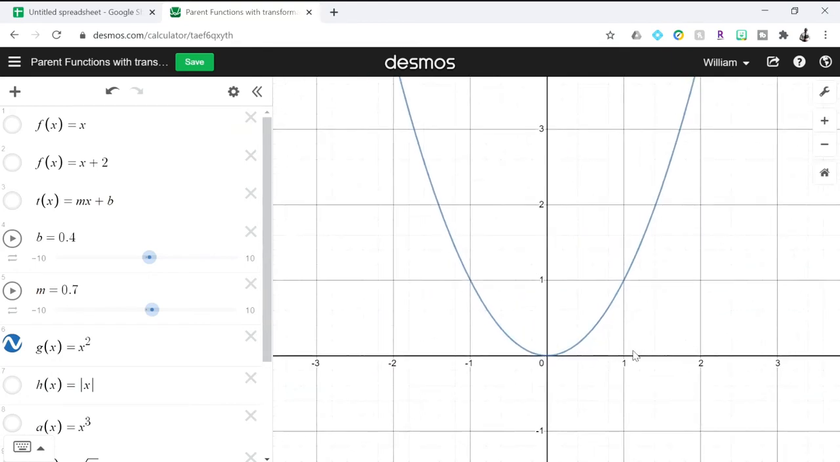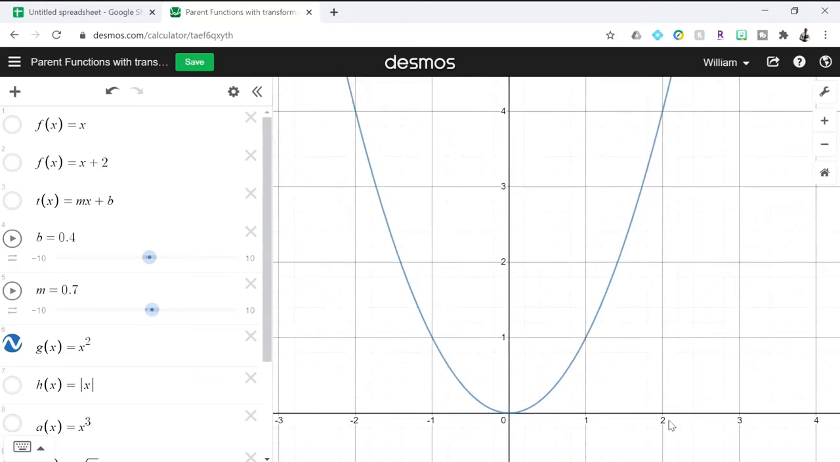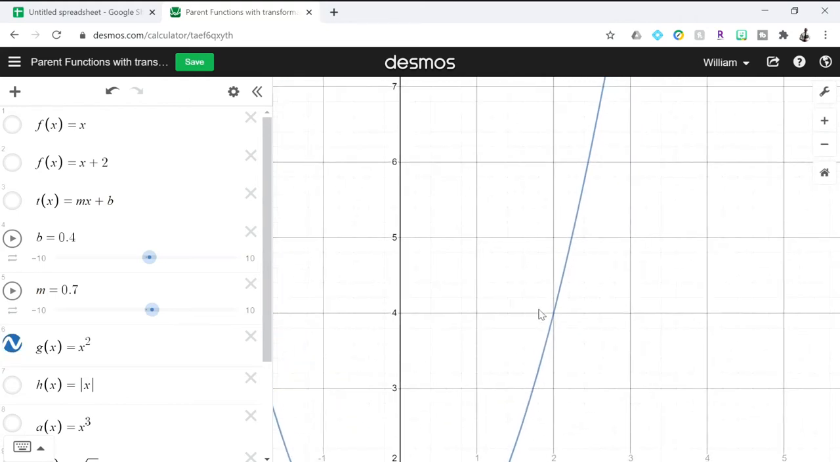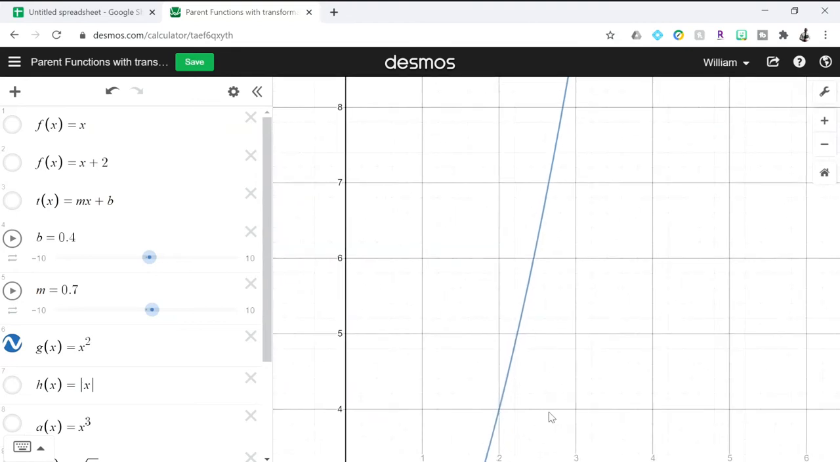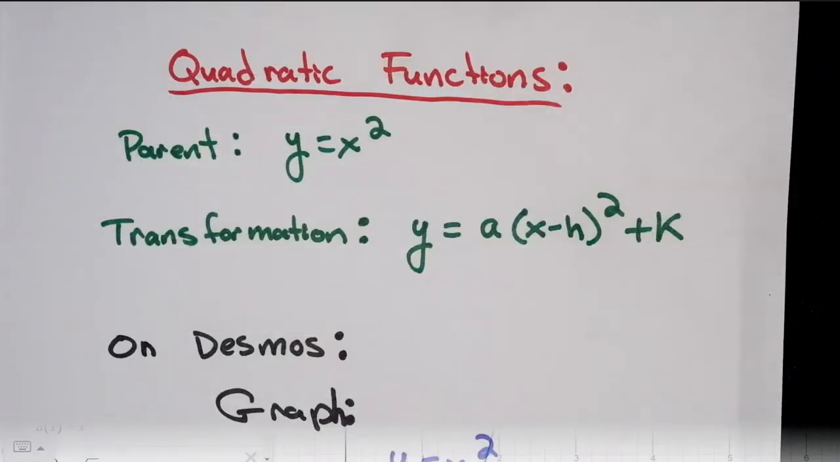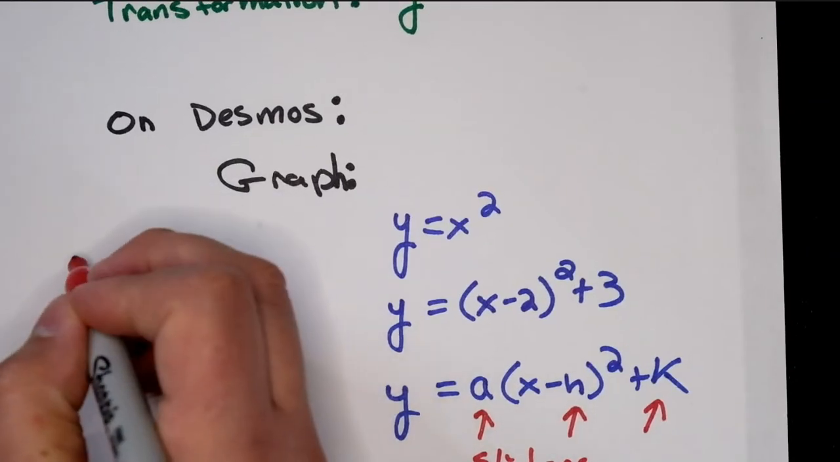When x equals 1, y equals 1. When x is 2, y equals 4. So notice that we went over 1 and then up 3 units. When x is 3, y equals 9. So we go over 1, up 5 units. Here, let me show you. I'll draw it out on a chart here. What I'm saying is this.